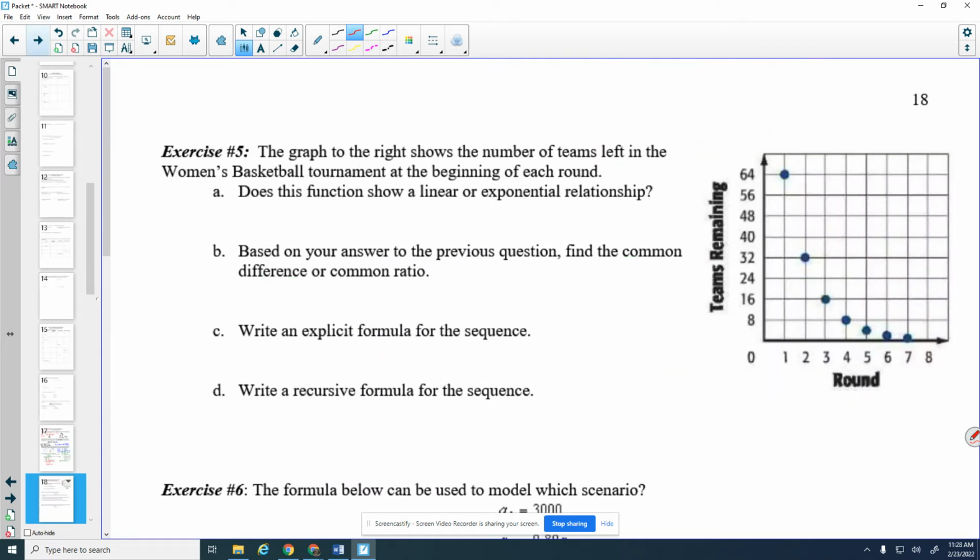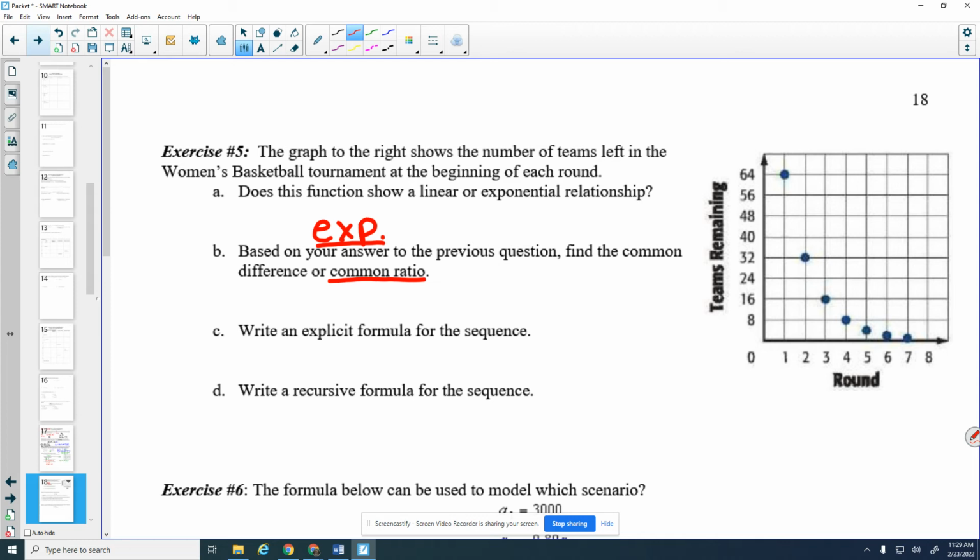The next question is super similar. It says the graph to the right shows the number of teams left in the women's basketball tournament at the beginning of each round. So before the first round starts, we have 64 teams left. Before the second round starts, half have been eliminated, and we have 32. So this is what's going on in the graph. We see exponential, right? We see that curve. And therefore, we are going to find a common ratio.